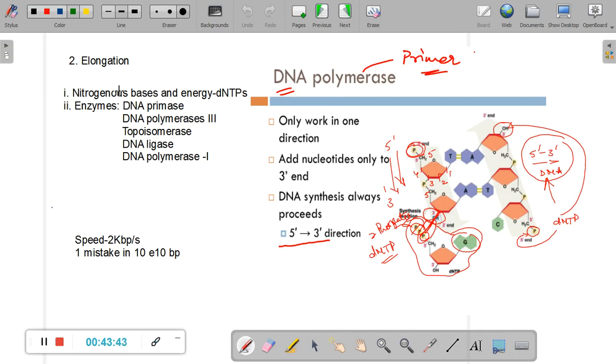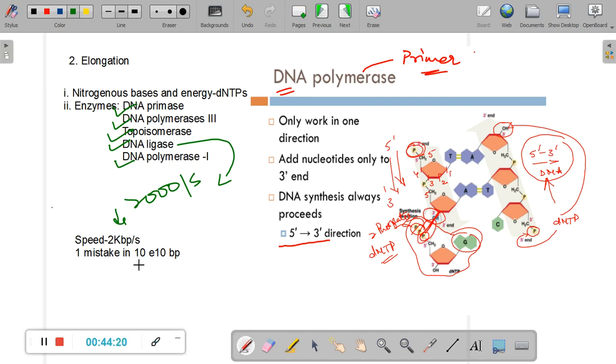So we've seen the function of all the enzymes here: DNA primase, DNA polymerase, topoisomerase, DNA ligase, and yes, there is another enzyme, DNA polymerase 1, which we saw, and the function of DNA polymerase 1 is to remove the primer, replace the primer with the actual complementary DNA strand, right? And the function of ligase is to connect the two Okazaki fragments together. Now this entire process of polymerization or elongation of the chain takes place at an incredible speed, around 2000 base pairs per second. This is how fast the process of addition of these base pairs is going on.